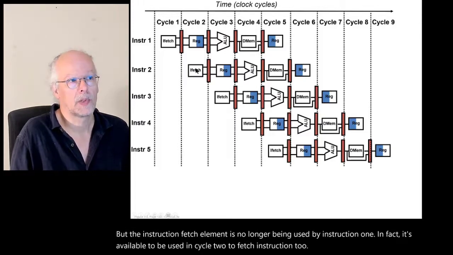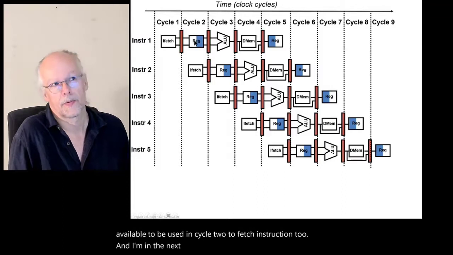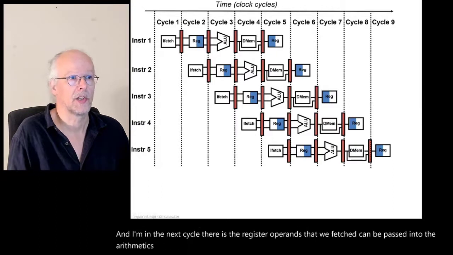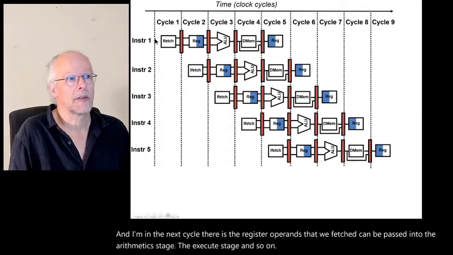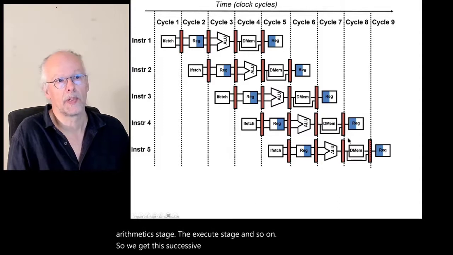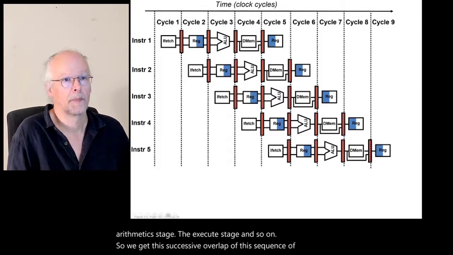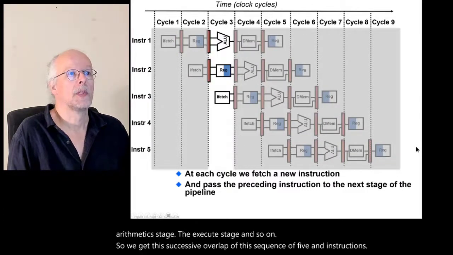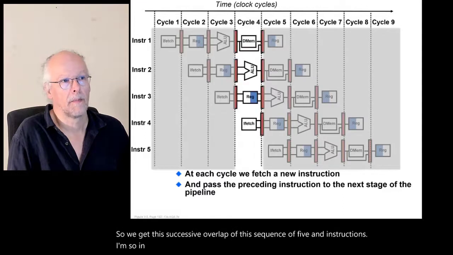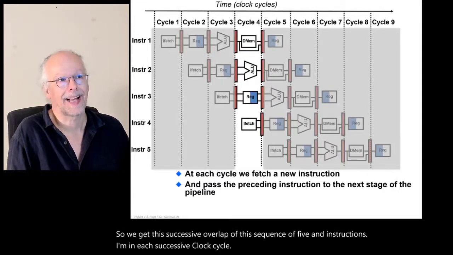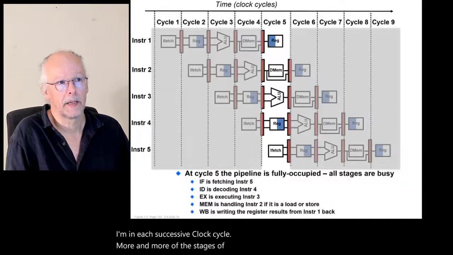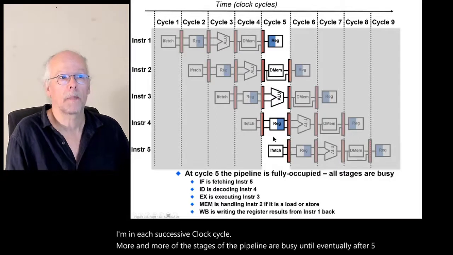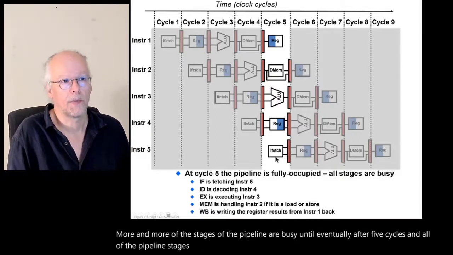And in the next cycle, the register operands that we fetched can be passed into the arithmetic stage, the execute stage, and so on. So we get this successive overlap of this sequence of 5 instructions, like so. So in each successive clock cycle, more and more of the stages of the pipeline are busy until eventually, after 5 cycles, all of the pipeline stages are usefully employed.